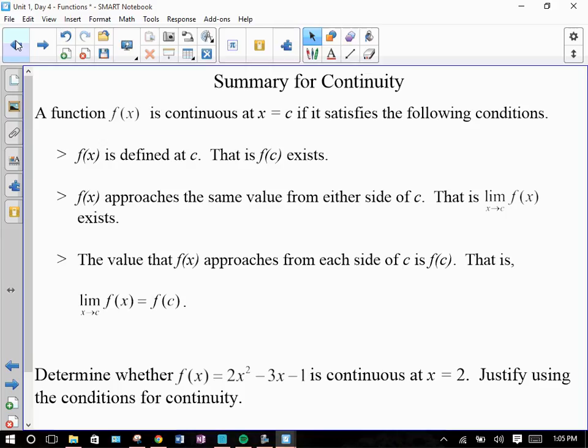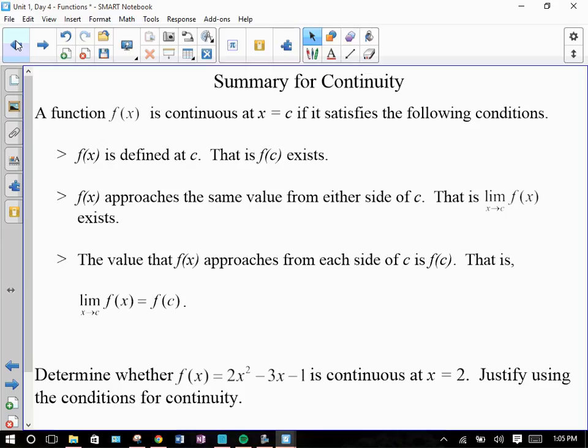That means if you plug in whatever number for x, it cannot give you "does not exist" or undefined. Second, the limit as x approaches c from the left and from the right needs to be equal. Therefore, the limit needs to exist. So the left-hand limit and the right-hand limit need to be equal, and that makes the limit exist.